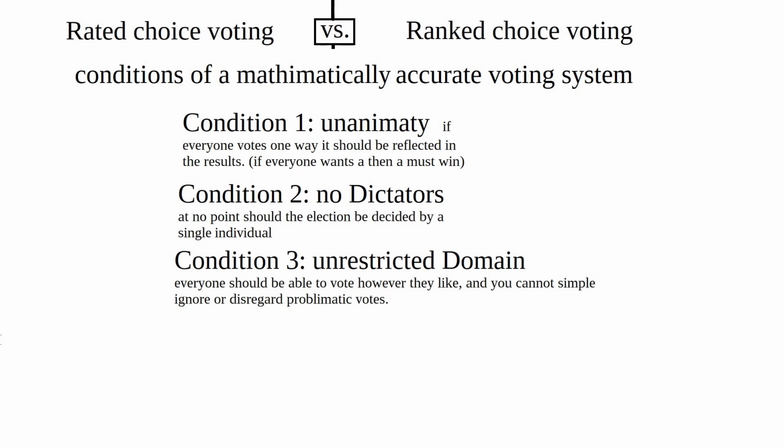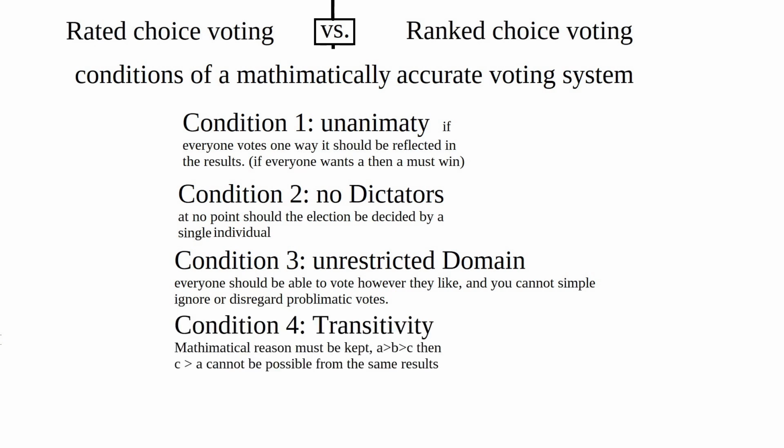Condition 3, unrestricted domain, which means everyone should be able to vote however they want, and their votes should not be discarded or cast out. Condition 4, transitivity, which is a really fancy way of basically saying the math must hold up under inspection, and you can't just make up new rules to adjust.